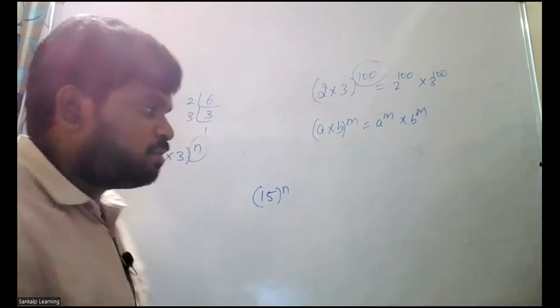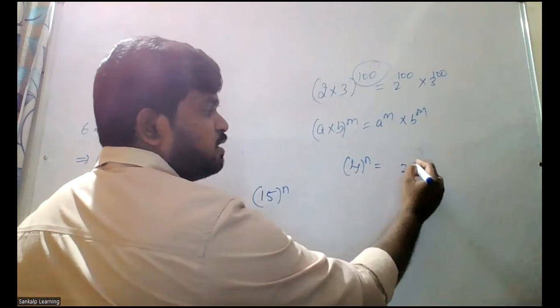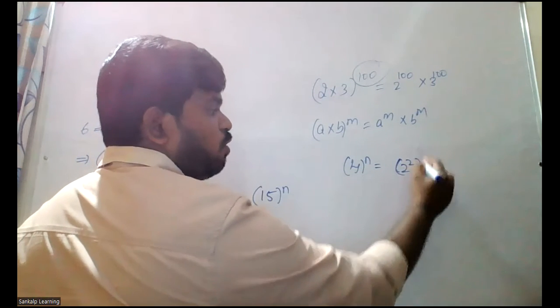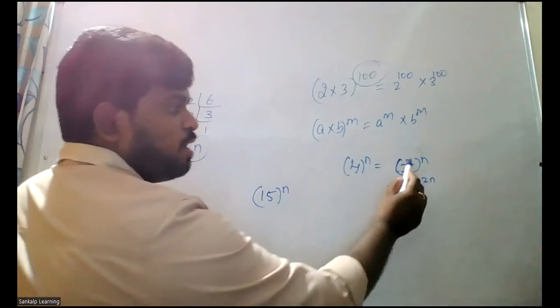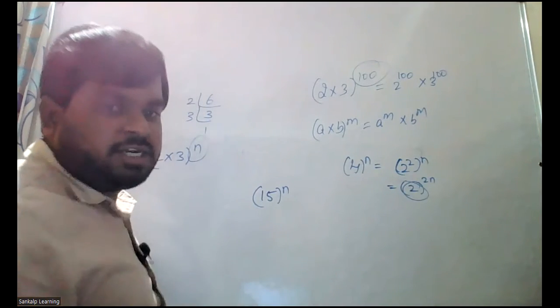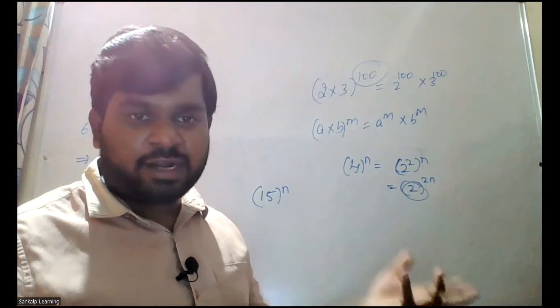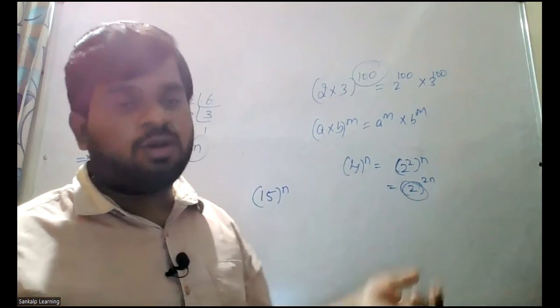There is another question, a similar type, 4 to the power n. If you prime factorize it, you get 2 square whole to the power n, which can be written as 2 to the power of 2n. Using laws of exponents, power raised to power, you can multiply it. So they have told the prime factorization doesn't contain 5. Therefore, it is not going to end with 0.